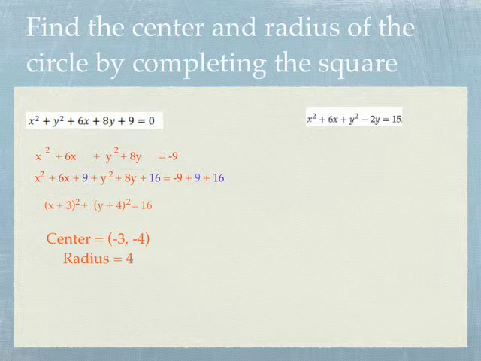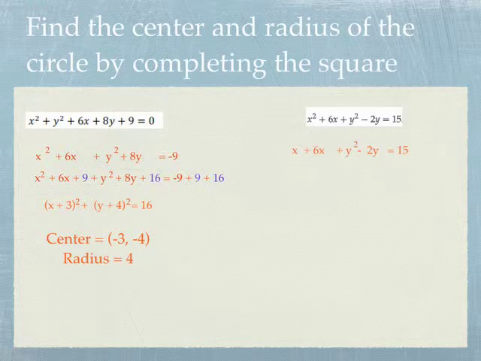So my new equation is x squared plus 6x plus y squared minus 2y equals 15. So I already have the x's and the y's written together, which is good, and I have the 15 on the right side of the equation. I just rewrote it and left a little bit of room so I can complete the square.